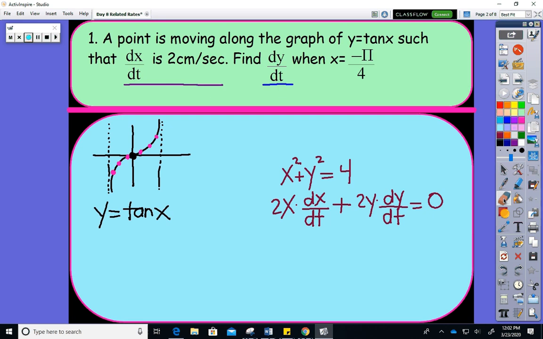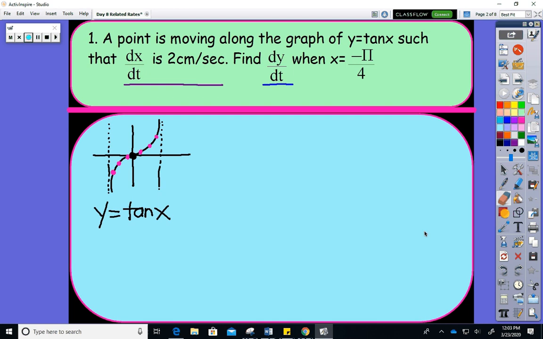So that's kind of what we're doing. It's like an implicit differentiation problem, very, very similar. And you're still going to have to sometimes use product rule, quotient rule, chain rule, those kinds of things, but we're going to try to avoid that. So if I look at my current problem, the derivative of y is 1 times the derivative of y with respect to t. And the derivative of tangent x is secant squared x times the derivative of x with respect to t.